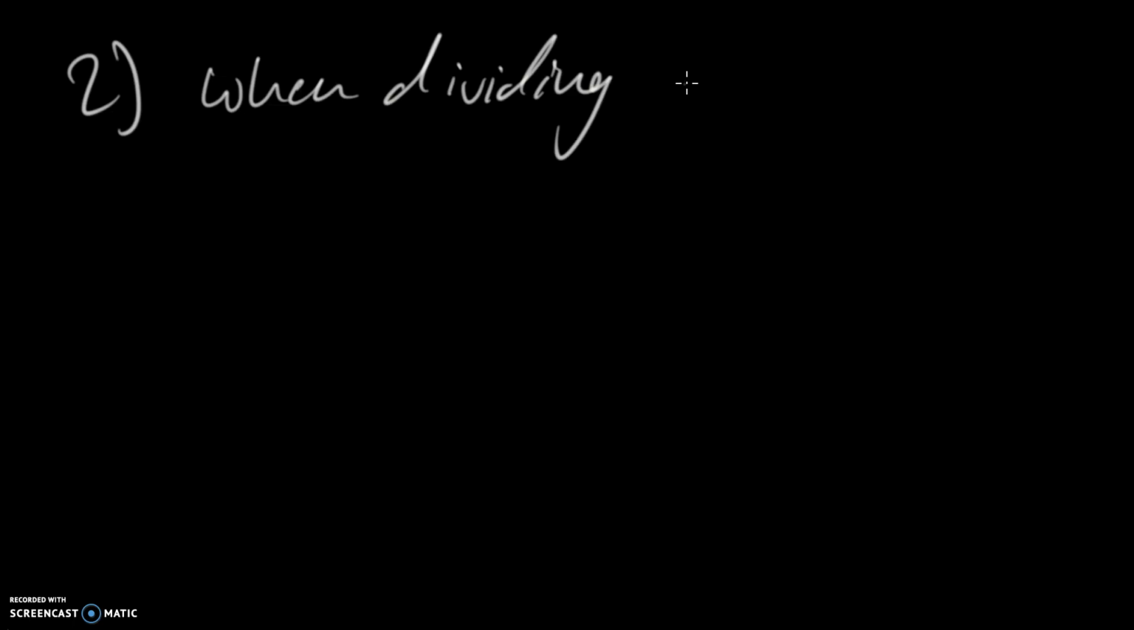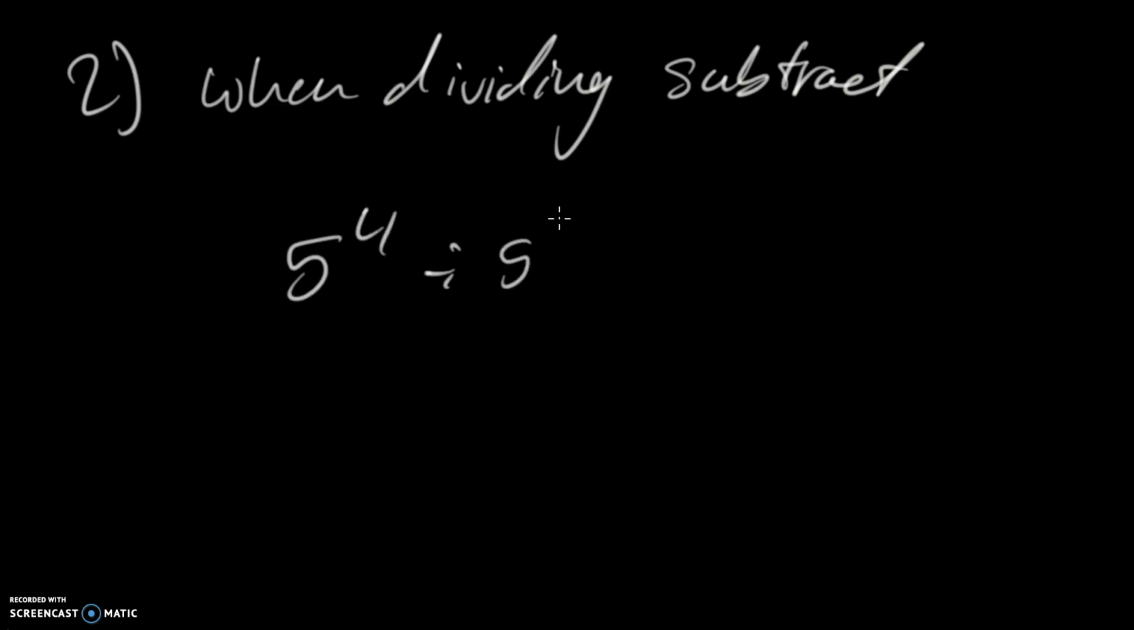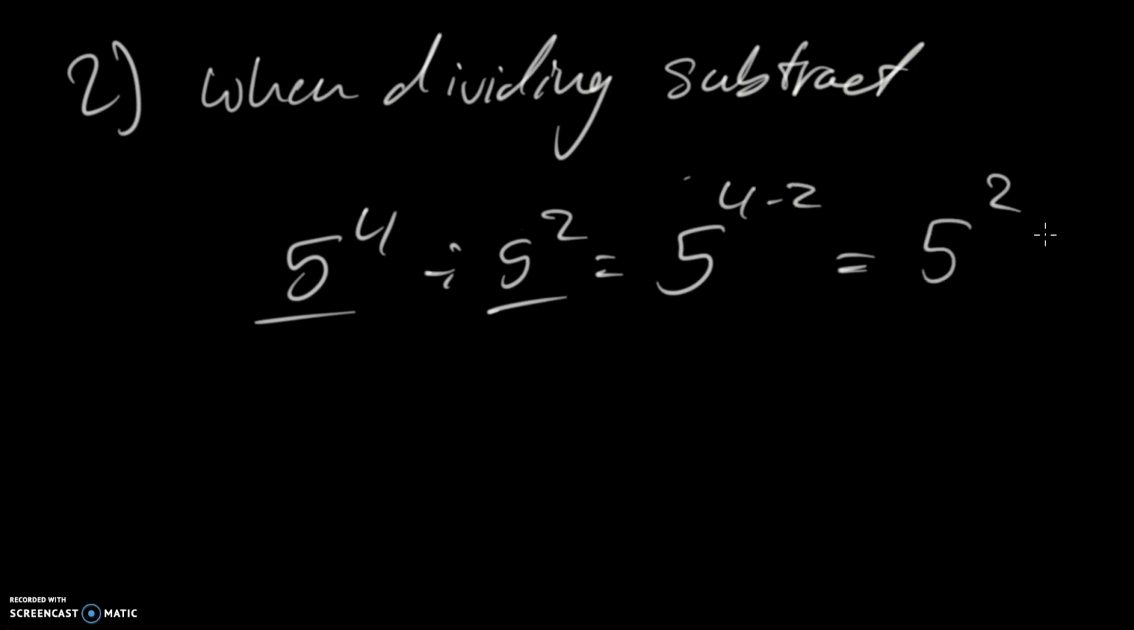Rule number 2: when dividing, you subtract the powers, which is the opposite of rule number 1. When dividing, subtract. So let's say we have 5 to the power of 4 divided by 5 to the power of 2. We grab one of the 5s, either this one or this one, it really doesn't matter, and 4 minus 2 equals 5 to the power of 2.